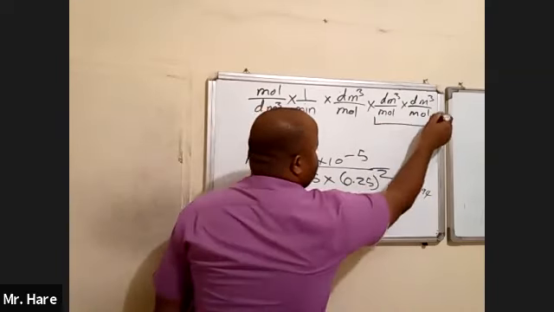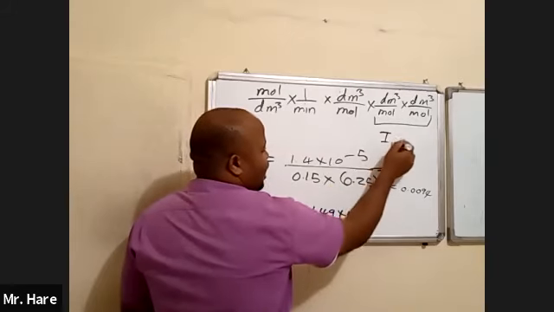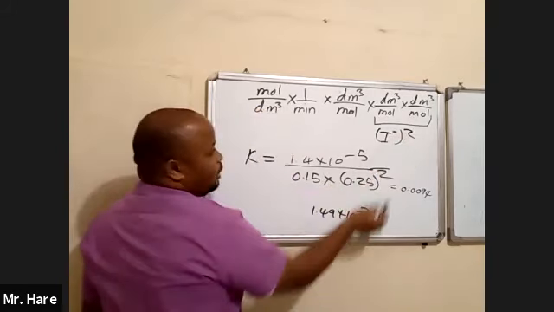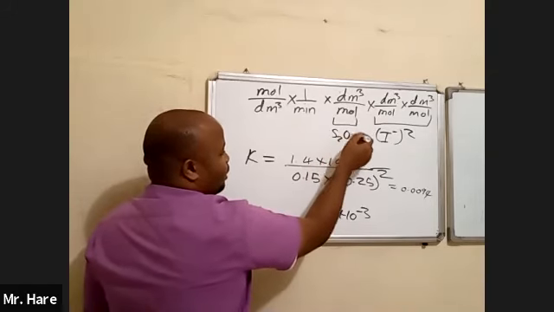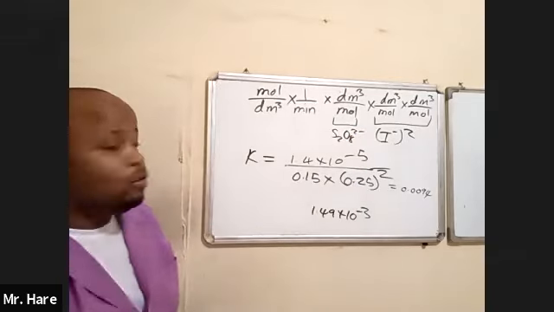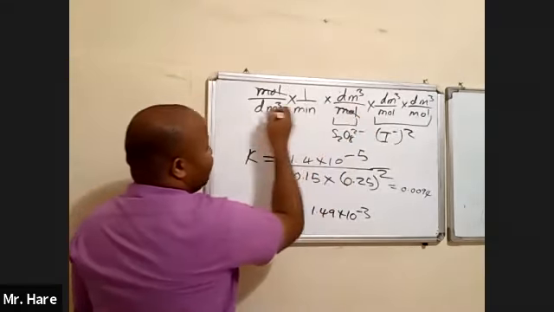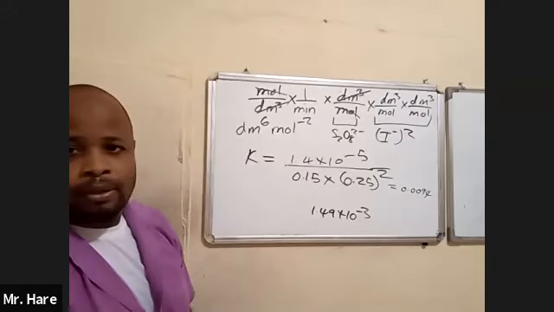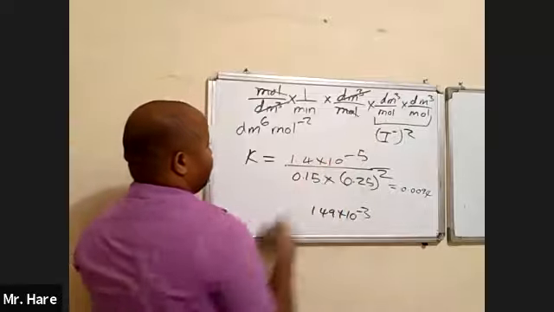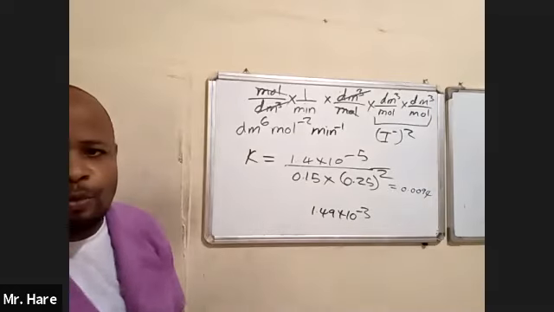This part of the unit is for the I minus squared, and this one is for the S2O8 2 minus. All we have to do now is cancel. Mole cancels mole, dm³ cancels dm³. That means we are left with dm⁶ mole⁻² per minute. Sir, what was the unit for the rate? The rate was moles per dm³ per minute.